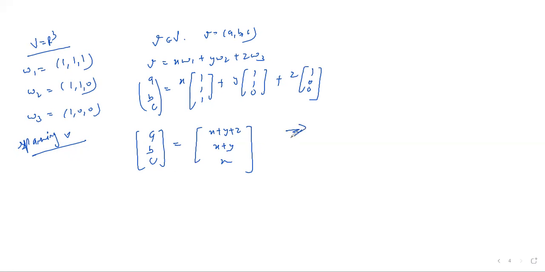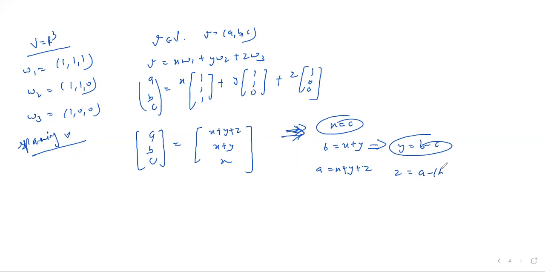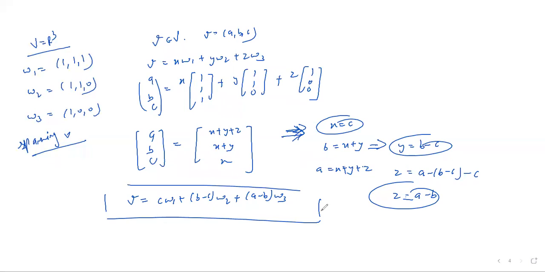So from simplifying here, we get x equals c, and the second equation is b equals x plus y, and the third equation will be a equals x plus y plus z. So we get x equals c from this. By substituting, we got y equals b minus c, and z equals a minus b minus c, which is z equals a minus b. So our linear combination, we got v equals c w1 plus (b minus c) w2 plus (a minus b) w3. Okay, so this is our linear combination here.